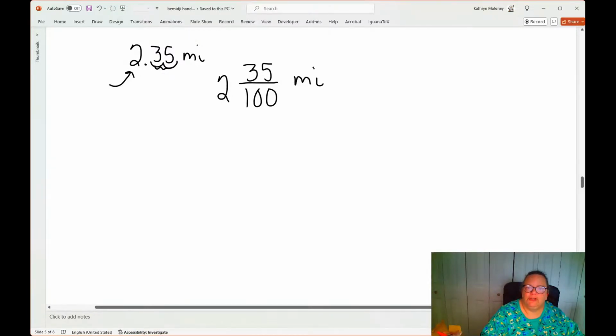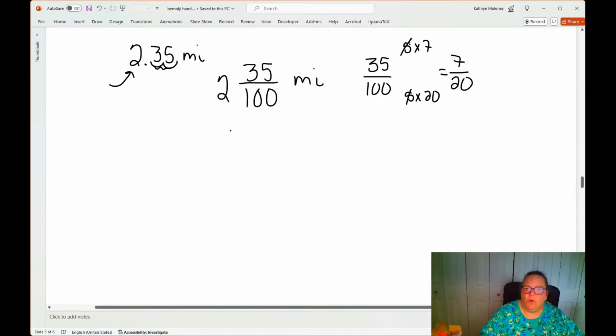So far, we have 2 and 35 hundredths mile. But I'm going to guess that that's going to reduce. Let me write it here: 35 over 100. 35 is 5 times 7. Now I look at my 100 and I think, is there a 5 in 100? Yeah, there is. I can say 5 times 20. Once again, we're going to cancel our common factors and we end up with 7 over 20.